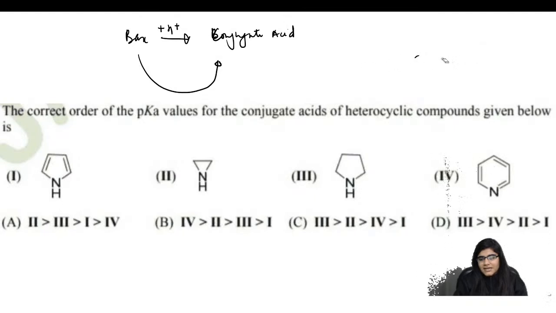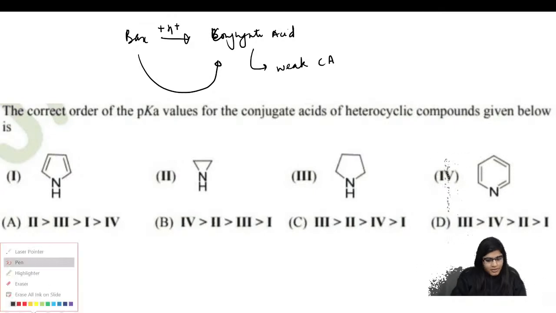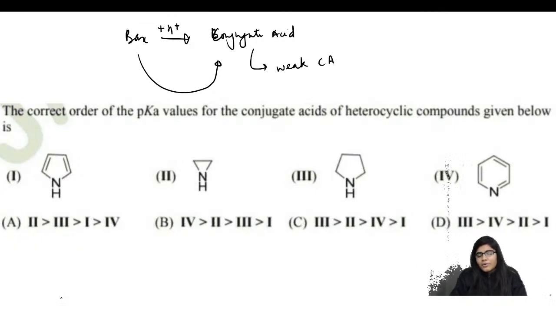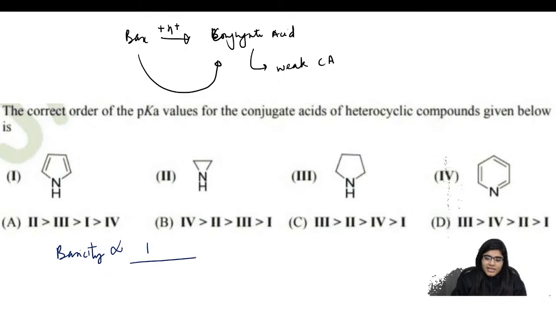Now if your base is strong, that means it has a tendency to donate its lone pair. So definitely the conjugate acid is going to be less reactive. That means it won't lose the H plus ion. So this means the conjugate acid would be a weak conjugate acid. Okay, this point is clear. So how am I going to relate this particular property? I can write that basicity is inversely proportional to the acidity of the conjugate acid.